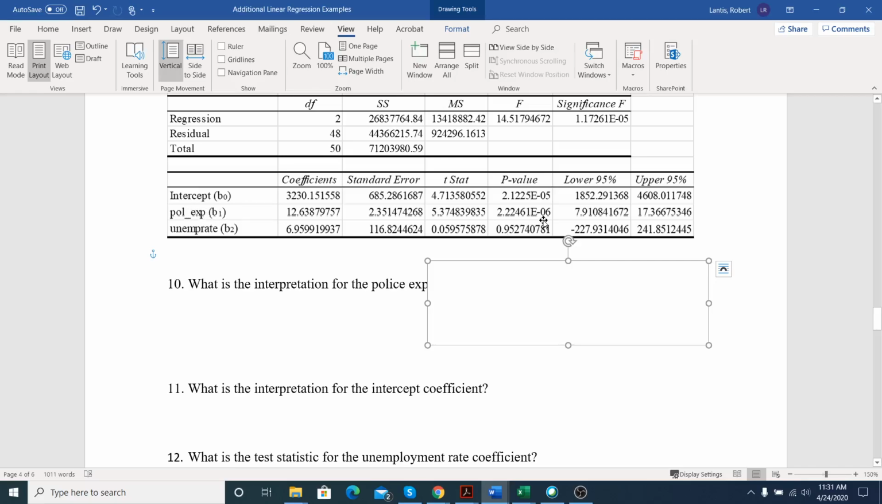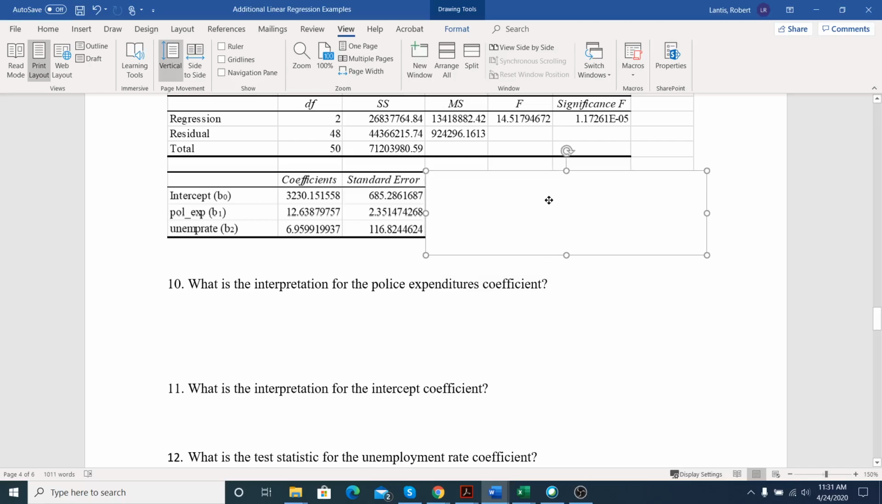However, when we see these e to the negatives, remember that means move that decimal point 6 places to the left. So this is pretty much a p-value of 0. So we only reject the null, which remember the null is that the coefficients are equal to 0. So we can't reject the null for the unemployment rate. We can't say that it has a significant effect on crime rates. But police force expenditures we can say has a significant effect on crime rates because that p-value is pretty much 0, which will be less than any alpha we could think of.